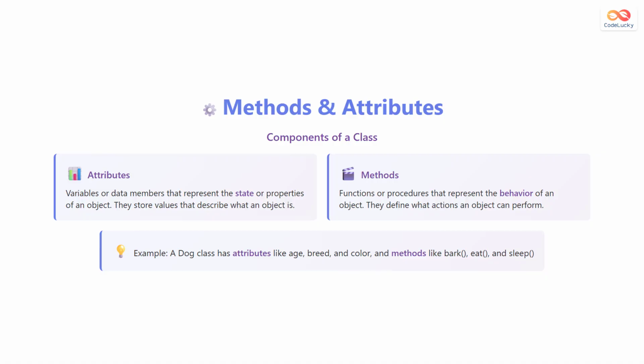Attributes are variables or data members that represent the state or properties of an object. They store values that describe what an object is. Methods are functions or procedures that represent the behavior of an object. They define what actions an object can perform. For example, a dog class has attributes like age, breed, and color, and methods like bark, eat, and sleep.